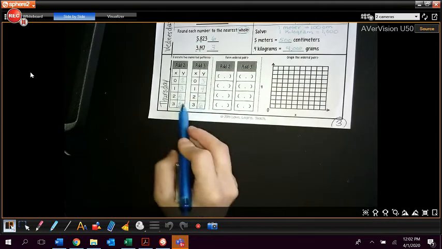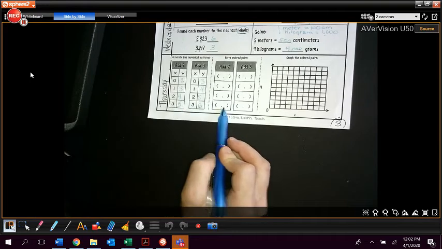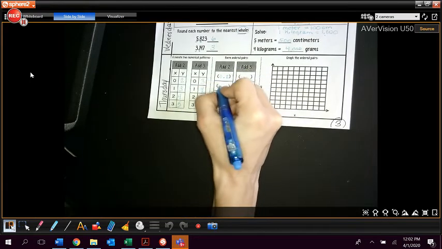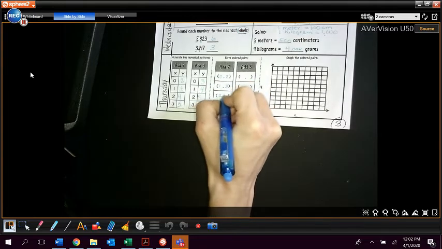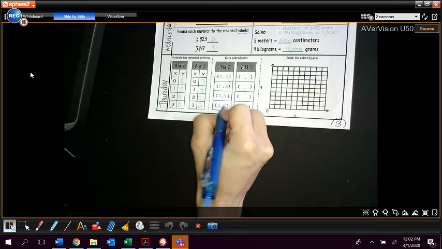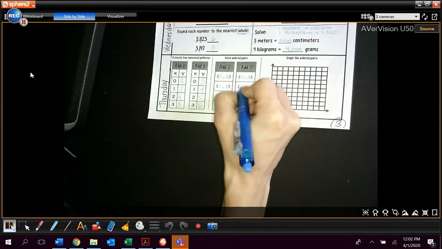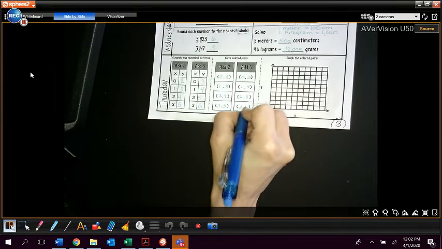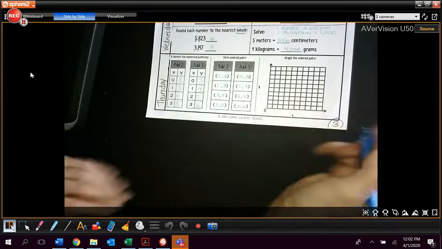Now all we're going to do here is bring our ordered pairs and write them here. 1, 3, 2, 4, 3, 5. Then for this one we have 0, 3, 1, 4, 2, 5, 3, 6. And now we're just going to graph.